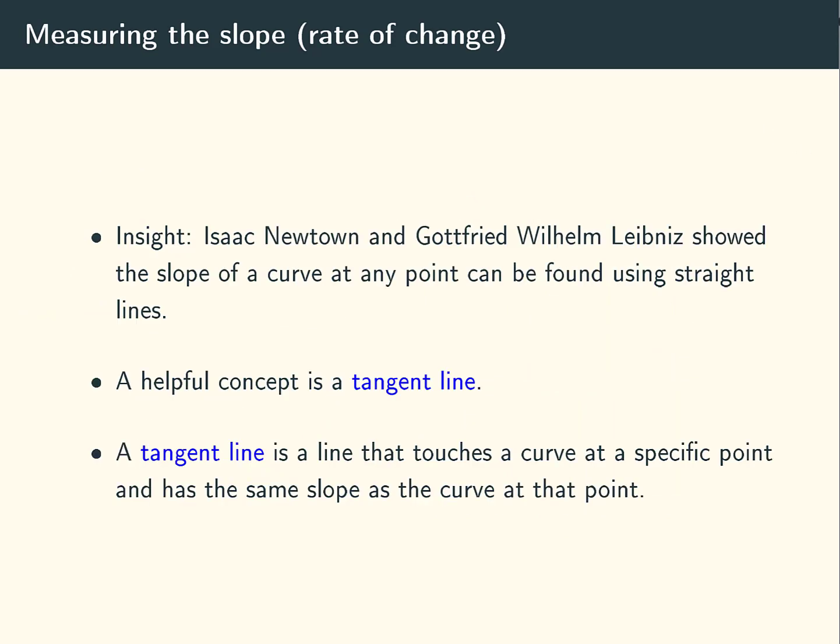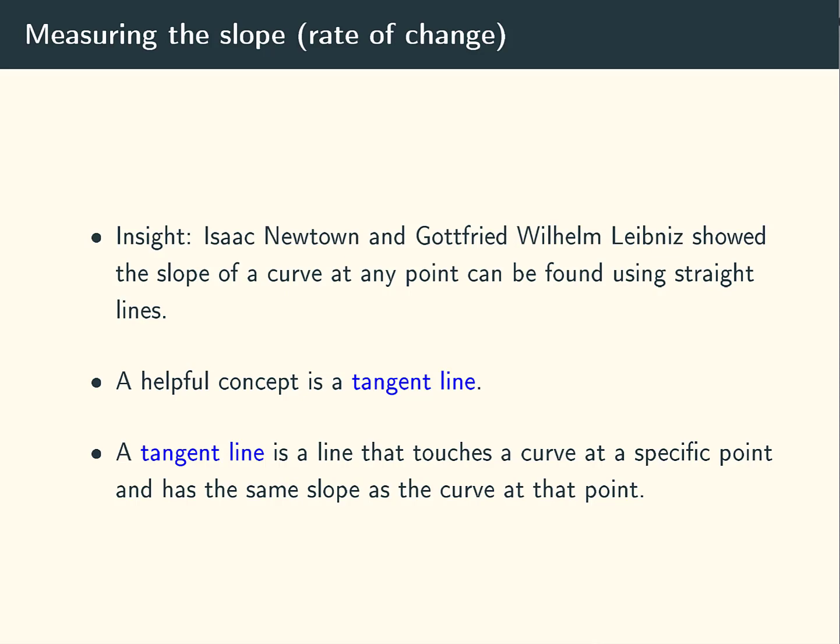Now, Isaac Newton and Gottfried Leibniz, working independently in the 17th century, essentially invented calculus in order to calculate the slope of a curve, or the rate of change of a curve at any point. And they did this by taking advantage of the fact that we know how to find the slope of a straight line. And so the first key insight they had is this idea of a tangent line, or applying a tangent line to the problem.